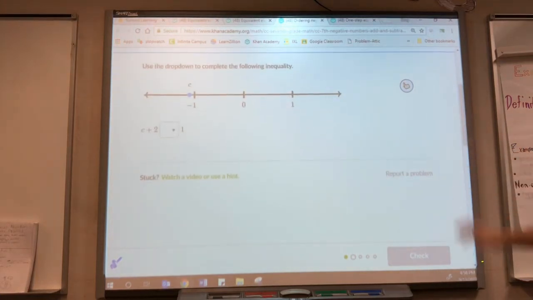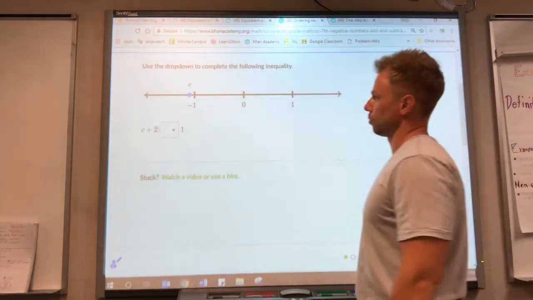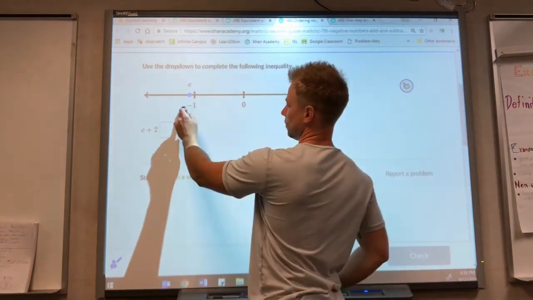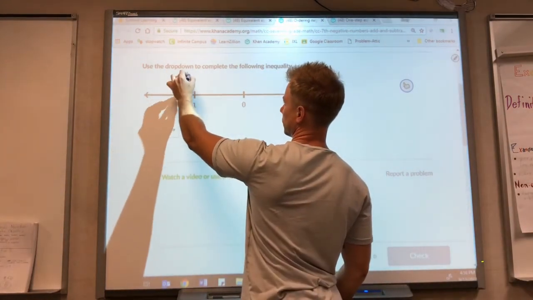Okay, we have to complete the inequality. We're going to approximate for C. It's a little bit past negative 1. We're going to say it's negative 1.2.